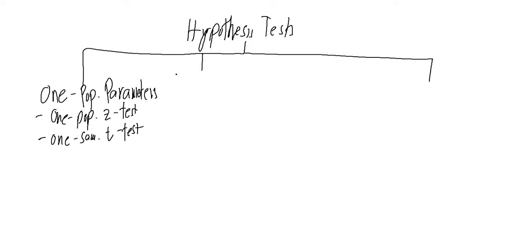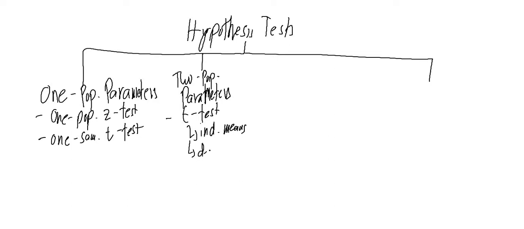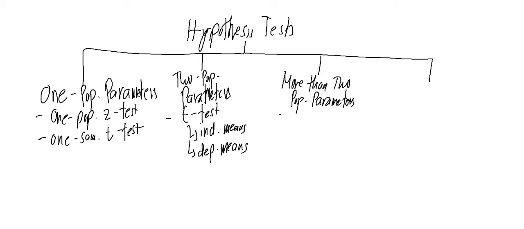We have also talked about if we have 2 population parameters. And these are your t-tests, whether it's of independent means, or of dependent means. But they're both actually t-tests. We have also talked about if we have more than 2 population parameters. And that is usually tested using the analysis of variance or ANOVA.